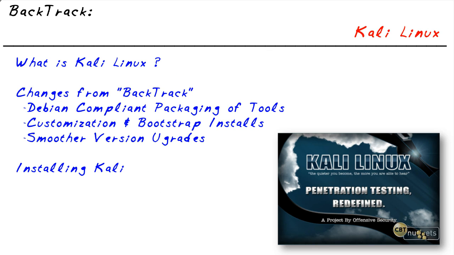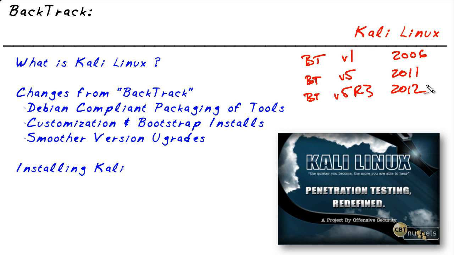Let's do a little history lesson in Backtrack. Backtrack version 1 was developed and released in 2006 into the wild. And then there's version 2 and 3 and 4 and 5. In fact, Backtrack version 5 was released in 2011. Then Backtrack version 5, release 3 was out in 2012.